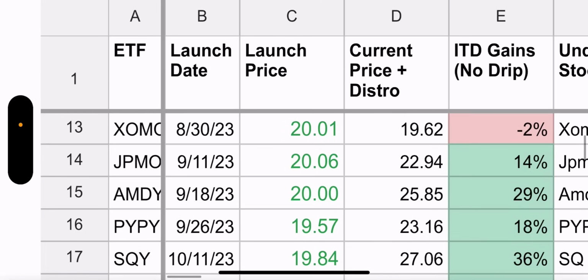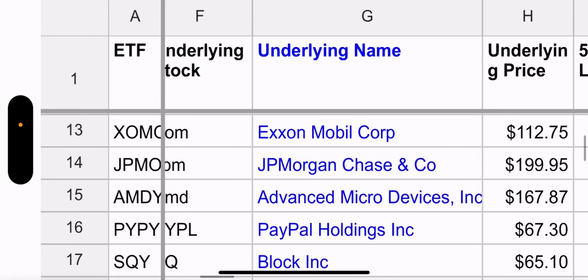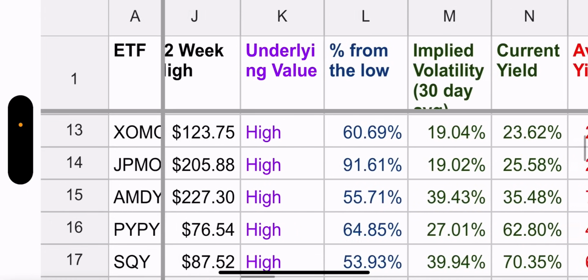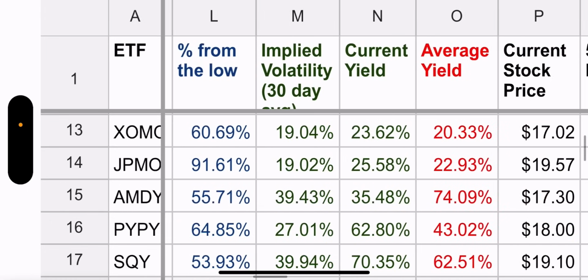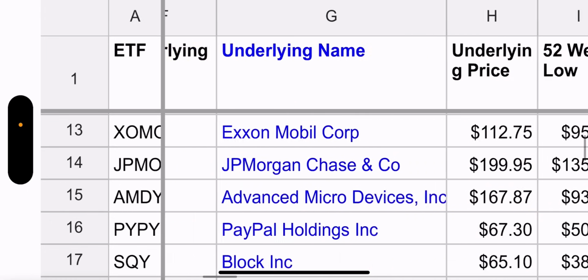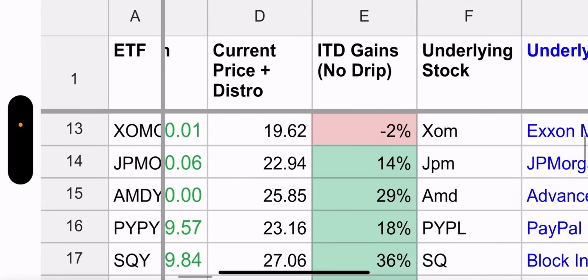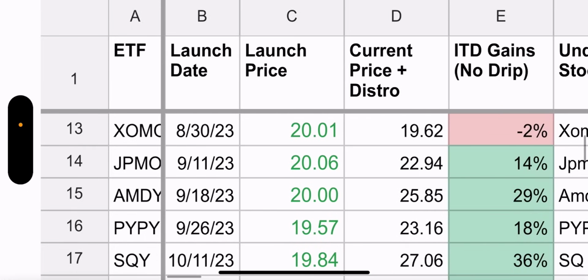All right, Zomo. That's sad to see. It's down 2%. What is Zomo's current price, by the way? Let's check that out. $17. Yeah, that kind of sucks. They don't yield much, and they're just not doing it, man. They're not doing it. I'm glad I didn't buy into that fund.